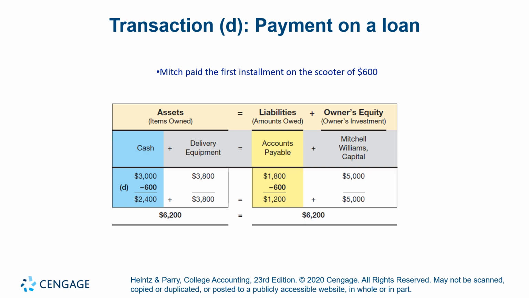Okay, he pays cash to that loan, right? So now we have to say goodbye to $600 of our cash. So we minus 600, and that gives us a new total of $2,400 in cash, plus the 3,800 in delivery equipment gives me 6,200 on my asset side. And after I total up the new total for the liabilities, the bill that I owe, I have $1,200 plus the $5,000 that I've invested in the business. So that gives me $6,200 on the other side, and you can see that our equation balances.